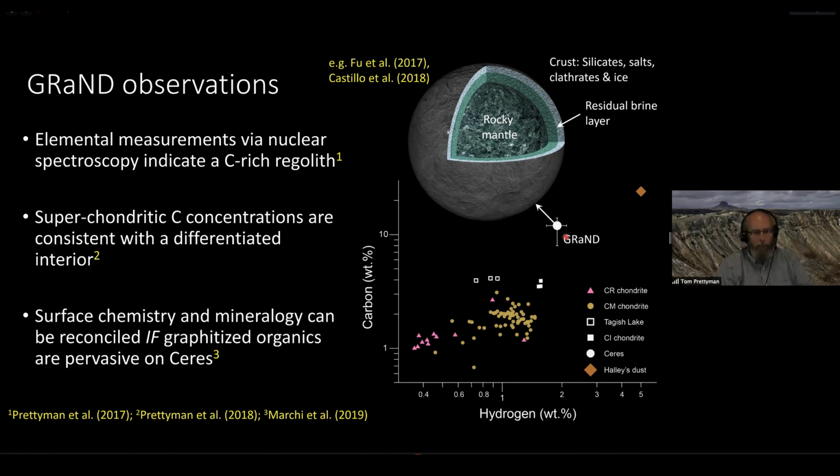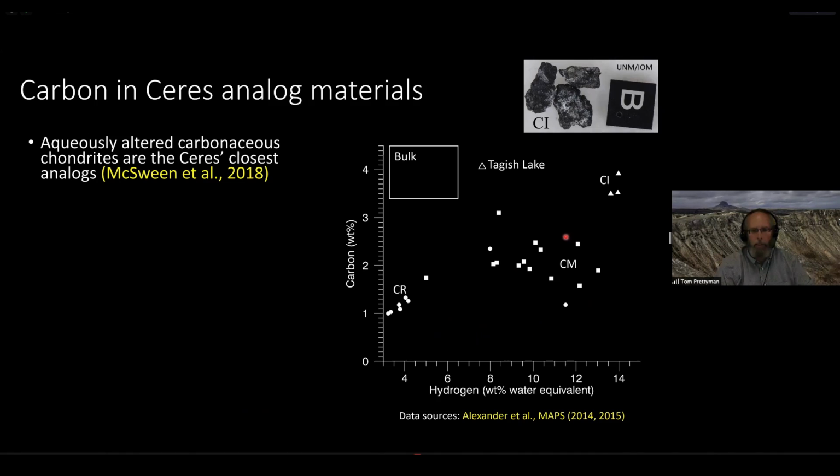So it turns out also, a study by Marquis et al. shows that surface chemistry and mineralogy can be reconciled if you have graphitized organics on the surface, and that kind of ties all the measurements together rather nicely.